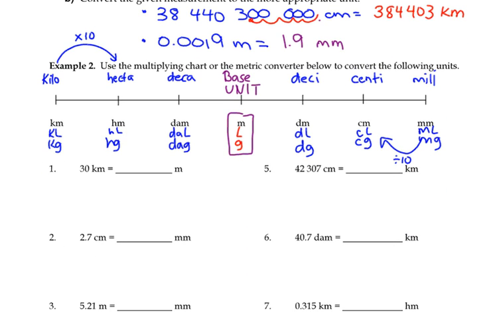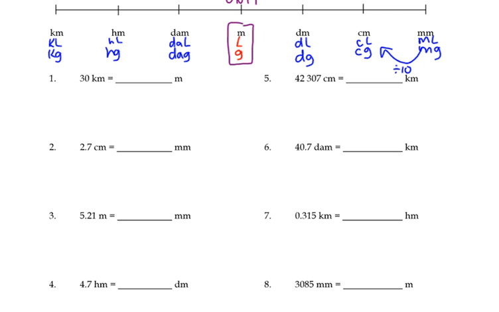Okay, so what I want you to do, can you do that? Should we do another example? Okay, can you try numbers 1 through 8, please? Right now. Numbers 1 through 8.